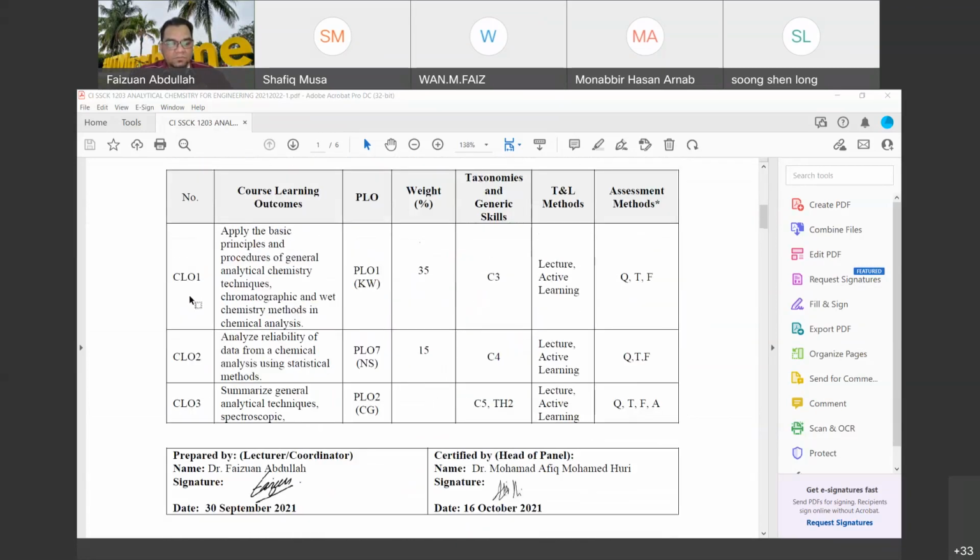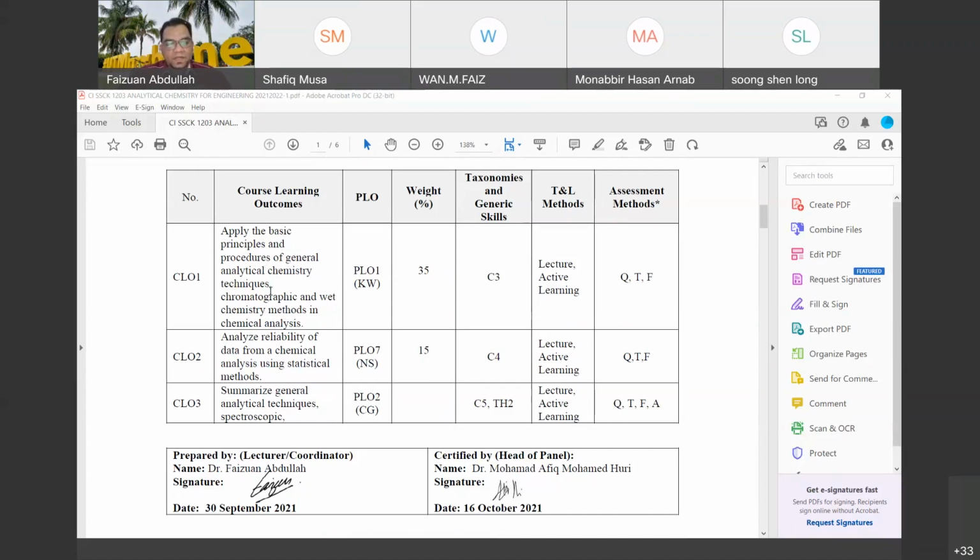We have three CLOs, as I told you last class. We have course learning outcomes, three of them. The first one is to apply the basic principles and procedures of general analytical chemistry techniques, chromatographic and wet chemistry methods and chemical analysis. So we will learn the basic principles of the procedures in analytical chemistry.